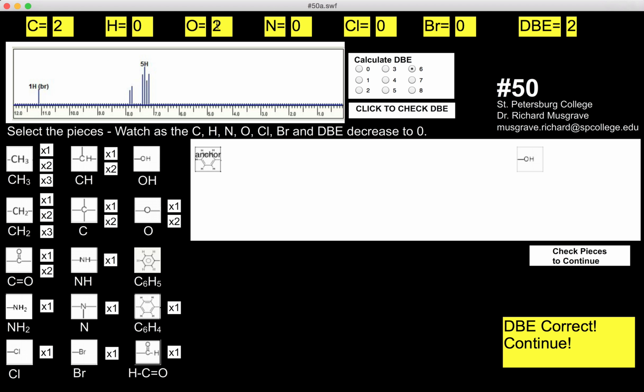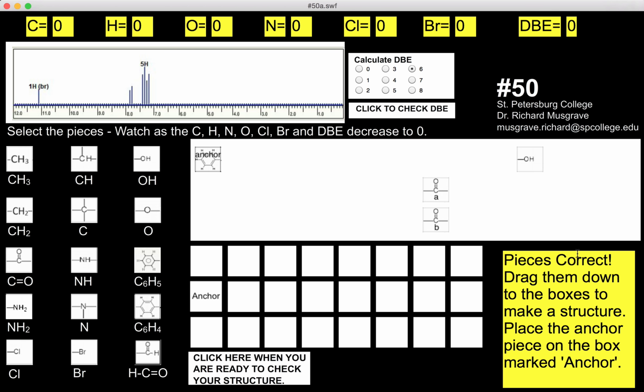We've got 2 C's, 2 O's, and 2 double bonds. That's probably going to be 2 C double bond O's. And those are the correct pieces, so now we can put it together. And in reality, there is only one way to put this together, and that's to put the C double bond O groups here, and then the OH on the end.